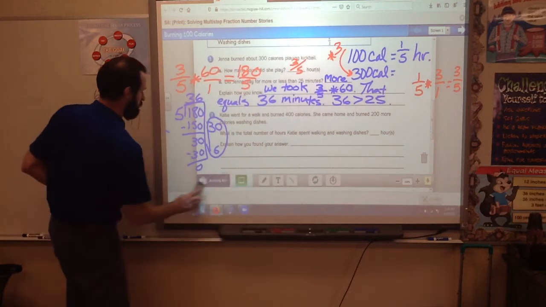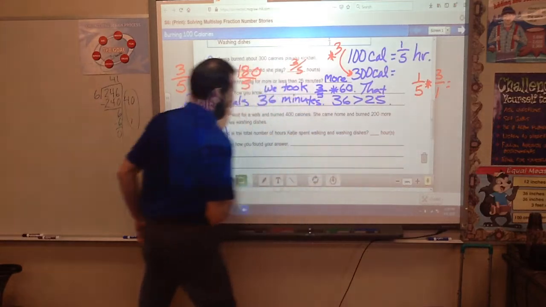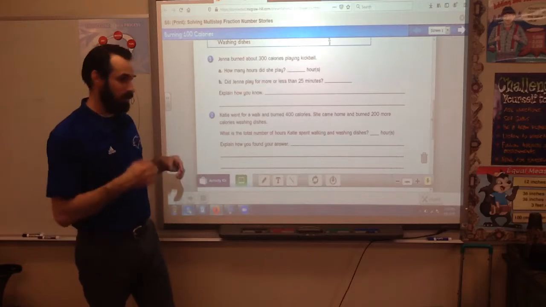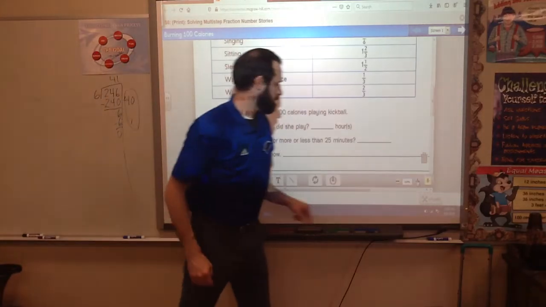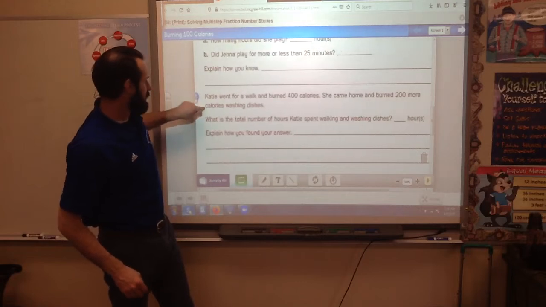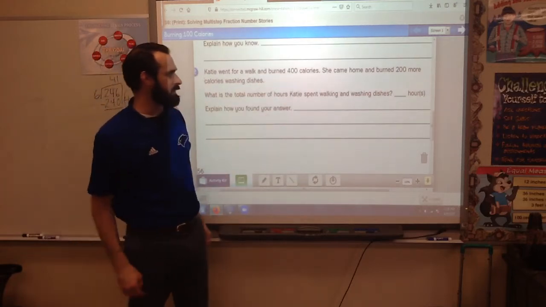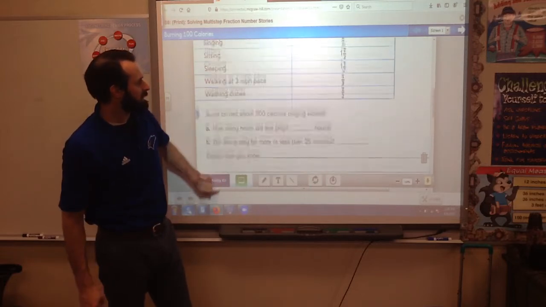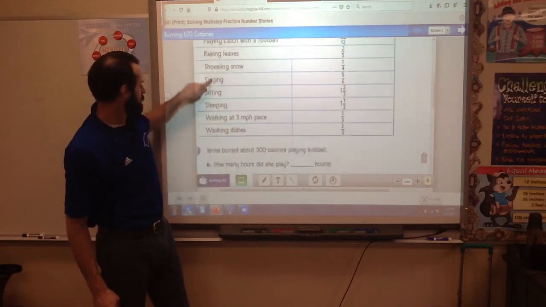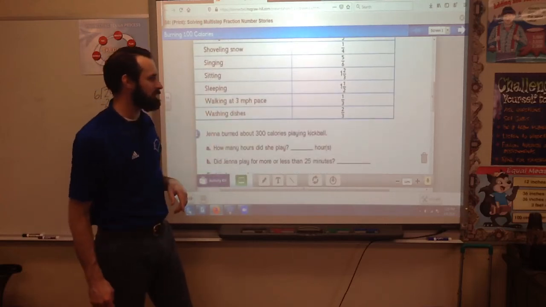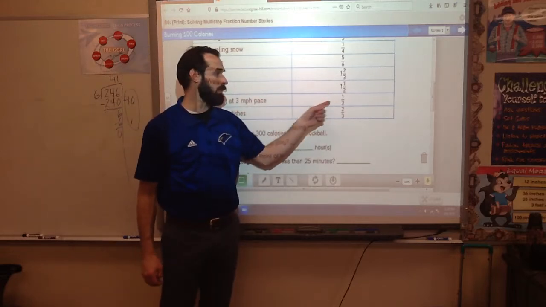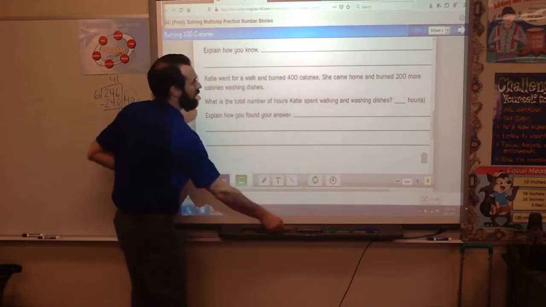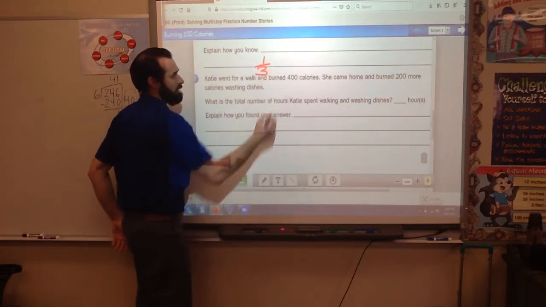Taking a look at number 2. This time, it's multi-step in the fact that Katie went for a walk and burned 400 calories. She came home and burned 200 more washing dishes. So the first step is find walking. Walking at a 3-mile pace takes 1/3 of an hour to burn 100. So by the walk here, I'm going to put 1/3 of an hour.